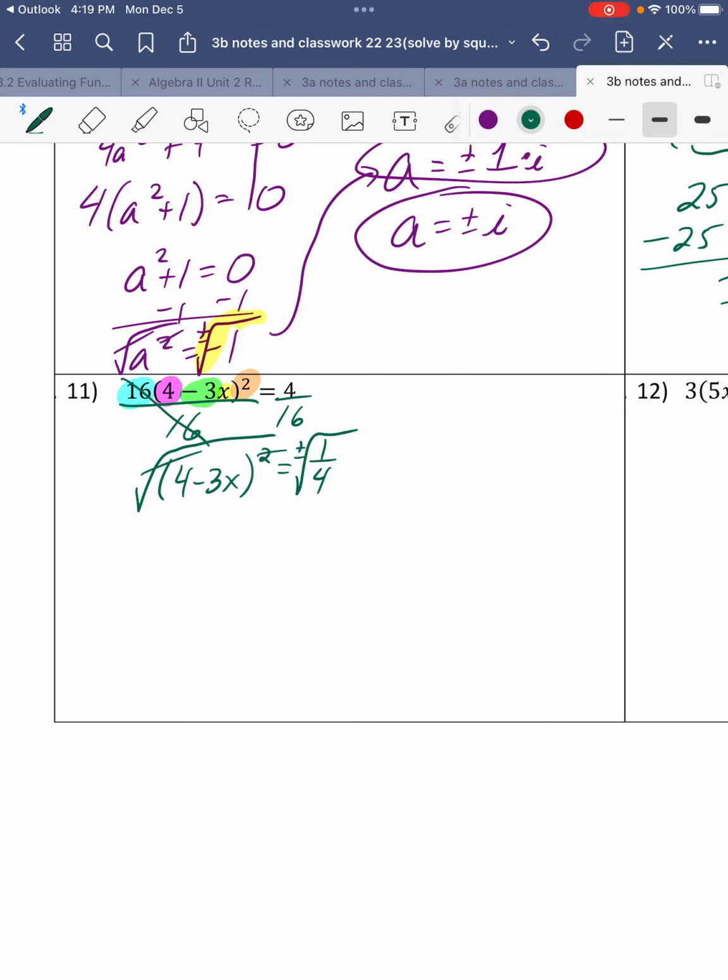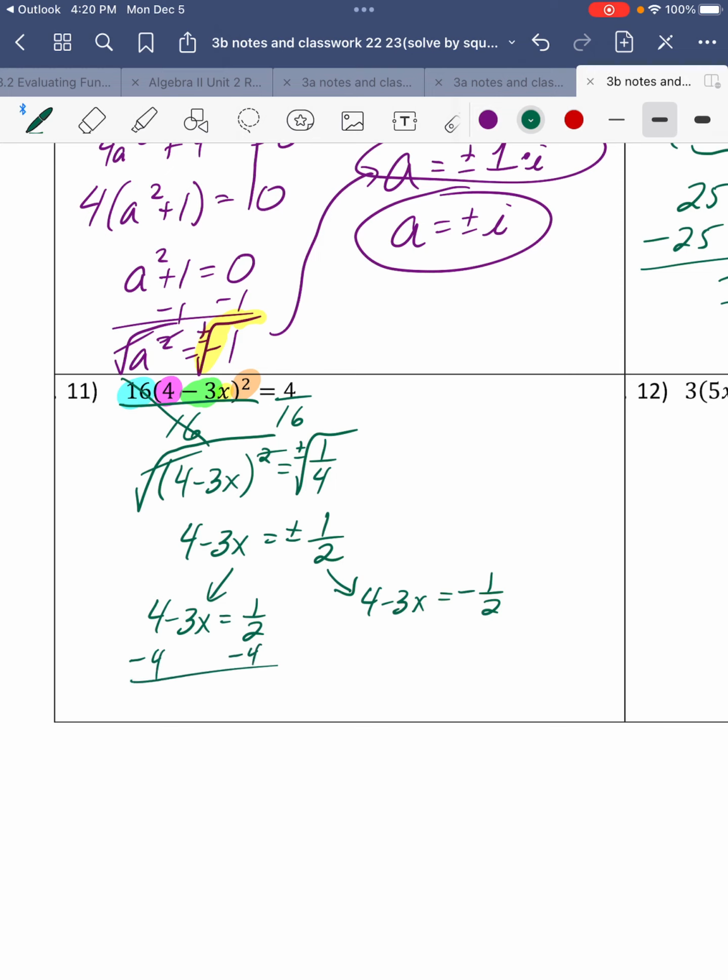When you square root something when solving, you always do the positive and negative. Square root of 1 is 1. Square root of 4 is 2. Now we actually have this broken into two problems. We have 4 minus 3x equals a positive 1/2, and 4 minus 3x equals a negative 1/2. Because you have the positive and negative, we have to break it into two problems. You can't do the positive and negative at the same time. Like when I subtract 4, you can't do that with a positive and negative 1/2 in one problem.